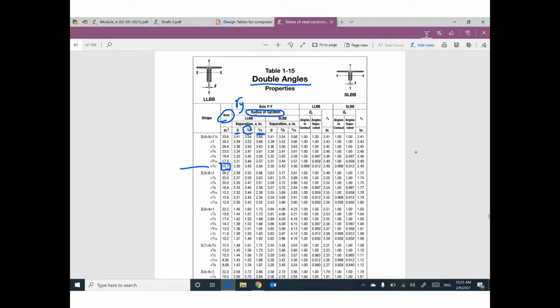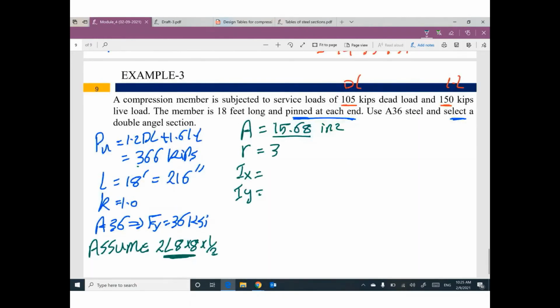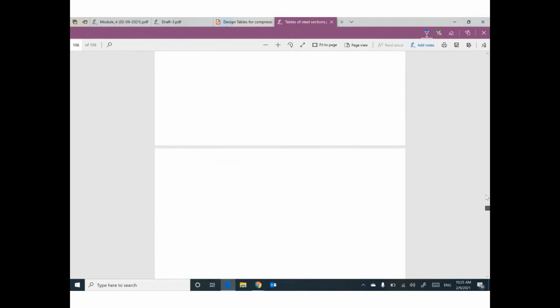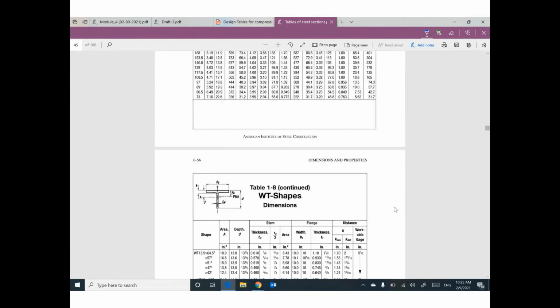Okay, let's do it here. What is the value of r, radius of gyration? I'm going to use this one, 3.43. What is the value of capital I, moment of inertia, Iy or Ix? Unfortunately, we don't have these values here. So I will go back to the tables for single angle.